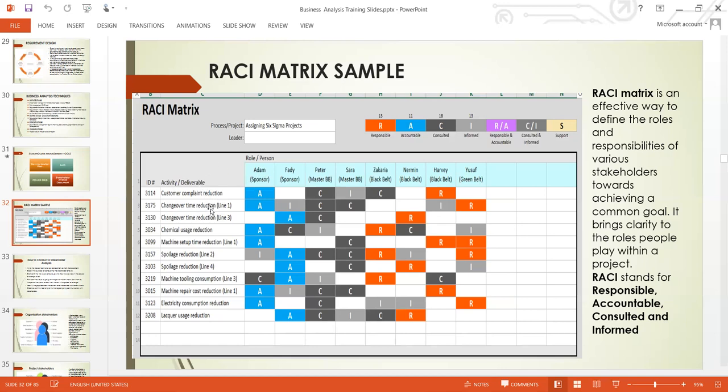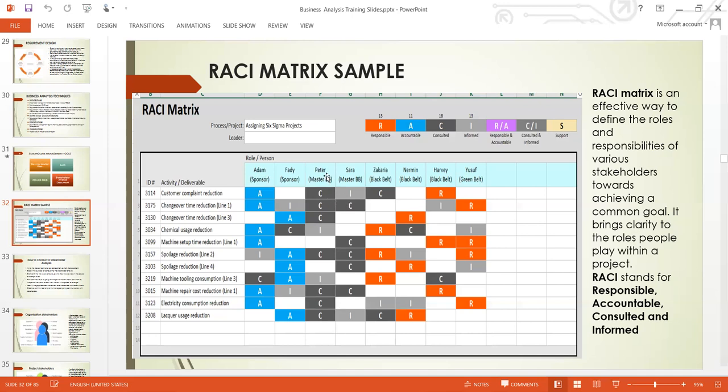As you can see from this sample of the matrix, under activities, we have customer complaint reduction. That is the activity. They want to reduce the customer complaints. And under this particular activity, Adam is the sponsor of this activity. So Adam is accountable. Adam makes sure that this job or this deliverable is being carried out within the accepted standard.